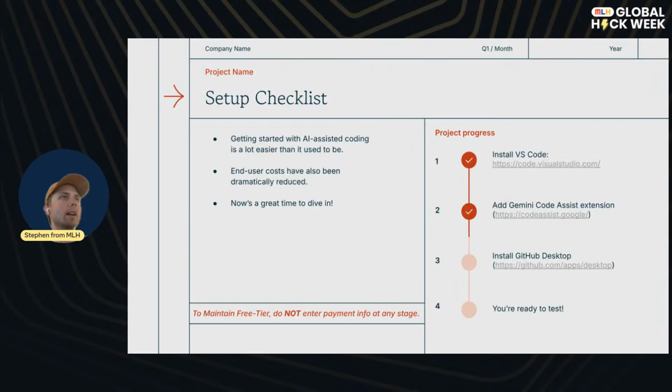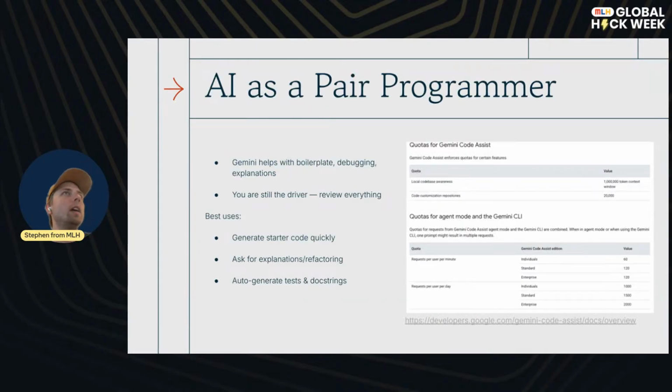All right, so let's go back to our setup here. Let me tell you a little bit about AI as a pair programmer. So AI, specifically Gemini here, but AI in general, can help with boilerplates, debugging, explanations, but there's still a need for someone to actually be in the driver's seat, quote unquote, and direct things. Someone who knows what's going on. So that's your job, really.